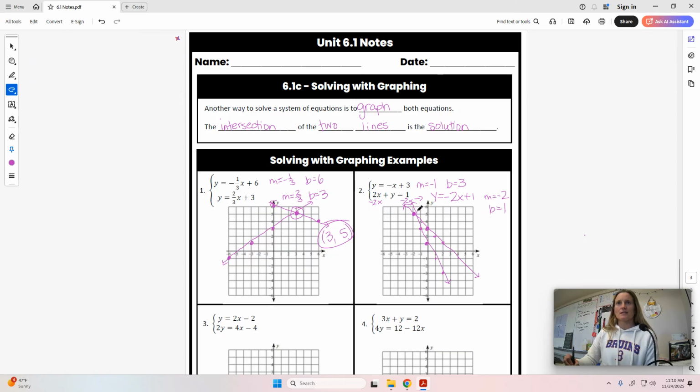And so right here was my intersection. Well, it was supposed to be if I could draw straight lines on the screen. And so the solution is negative 2, 5. Okay, so this one also has one solution.